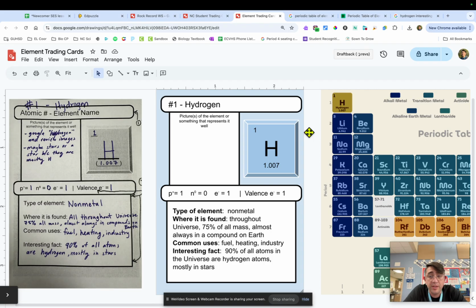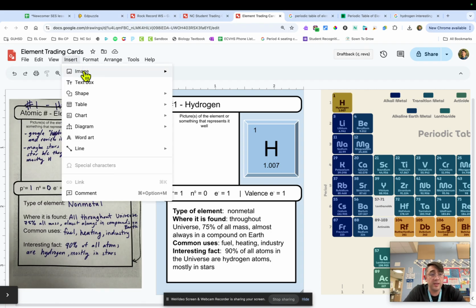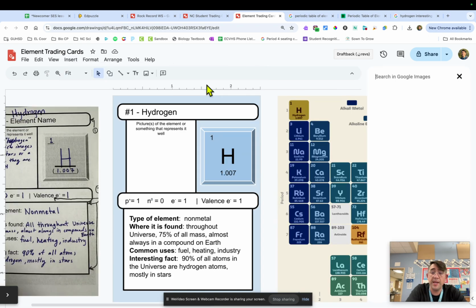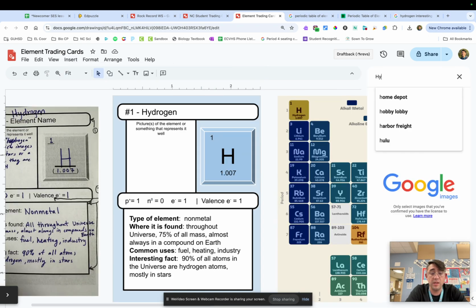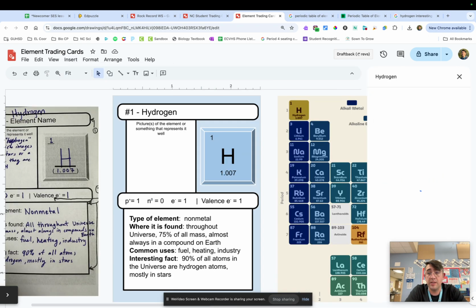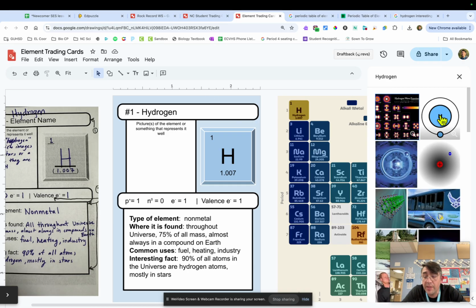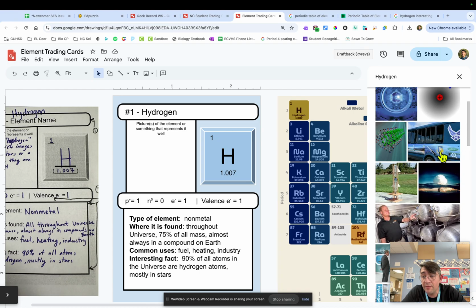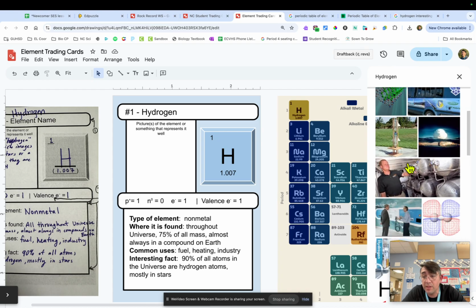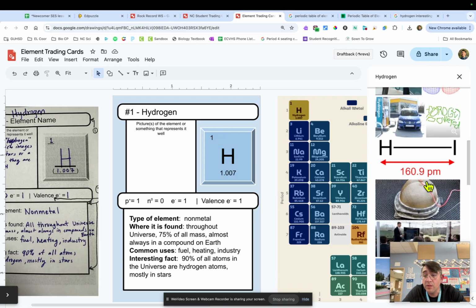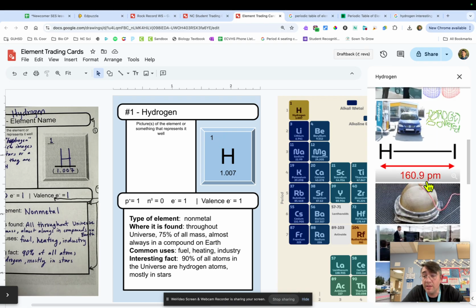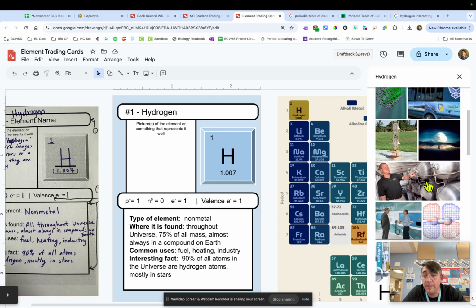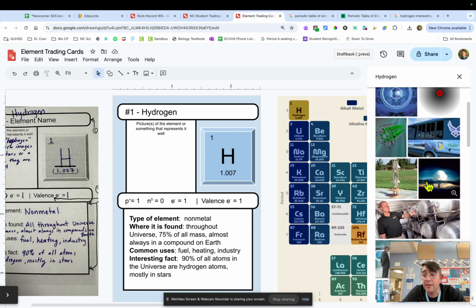I need some pictures, so let's go to Insert, Image, search the web. Let's go to hydrogen. Okay, so there's a picture of the atom. Not terribly interesting. Well, we have fuel, right? Here's some tanks. Hydrogen, like a hydrogen bomb. So really, you can just choose one that looks like it is going to serve you the best.